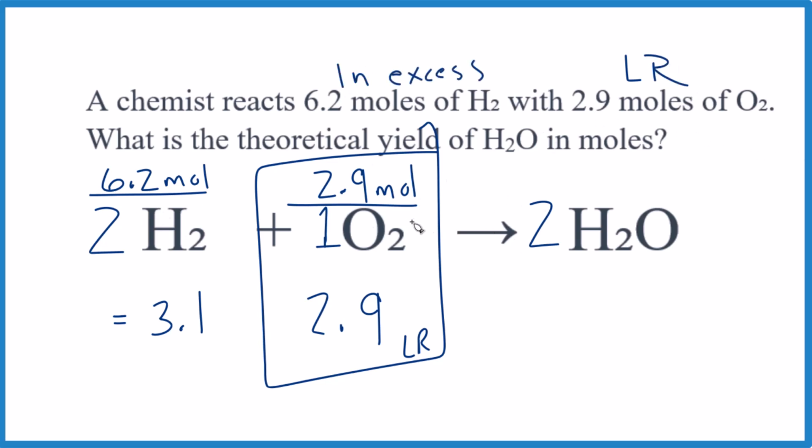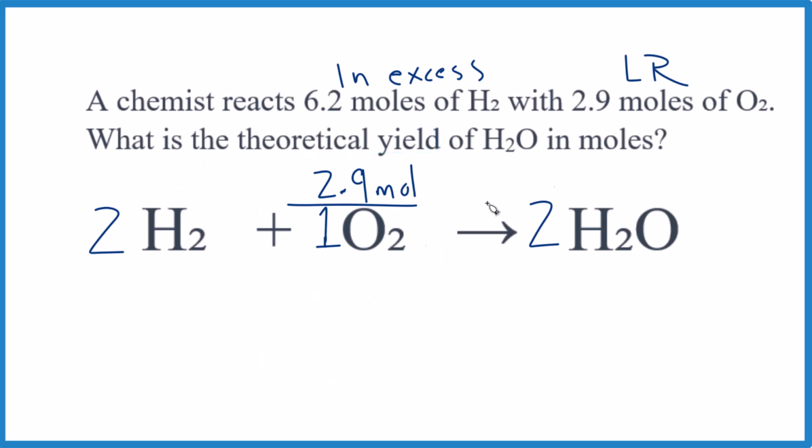So we're only interested in the limiting reactant. That's what restricts or limits how much we can make, our theoretical yield. So we can forget this. So now we want to know how much of this water we can make.